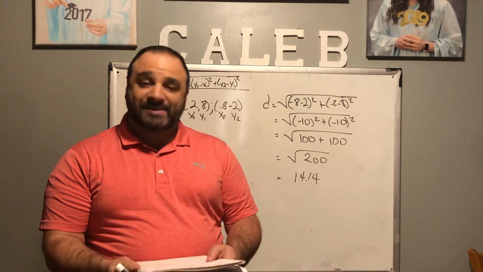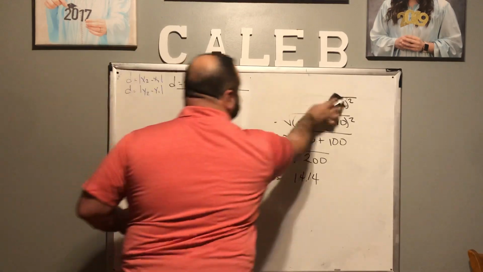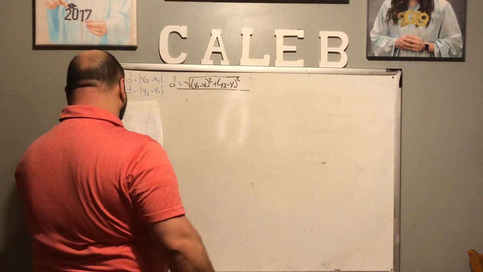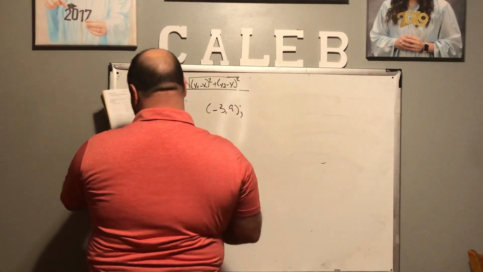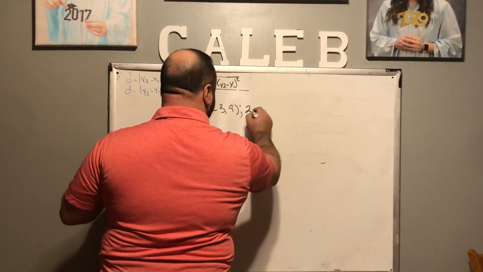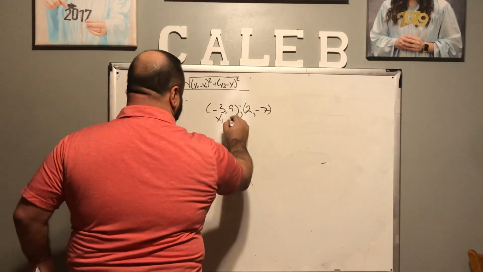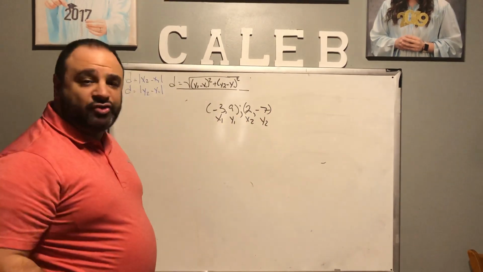Let's do number 6. We'll do one more for practice, and then you guys can go on. Okay, so number 6. We have -3 and 9, and we have 2 and -7. So again, if you like to label them, this way you don't get confused, okay?